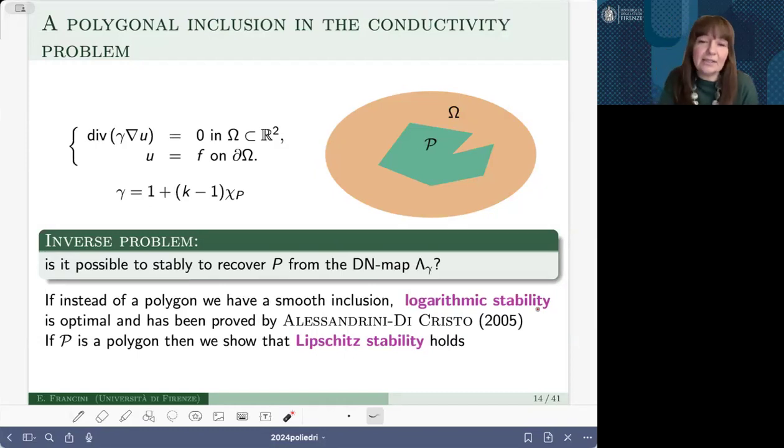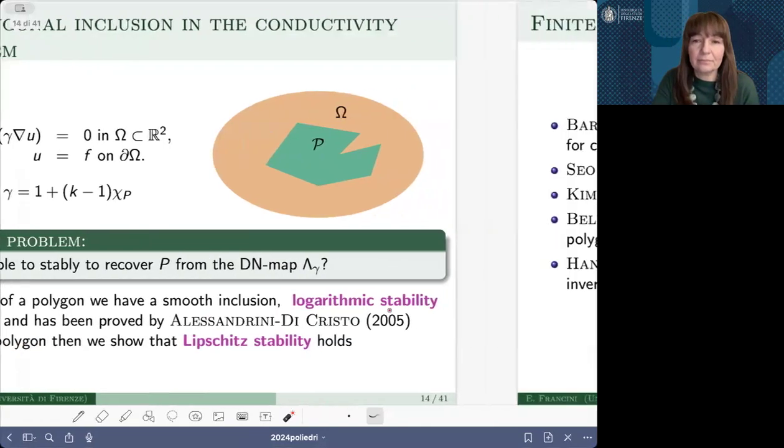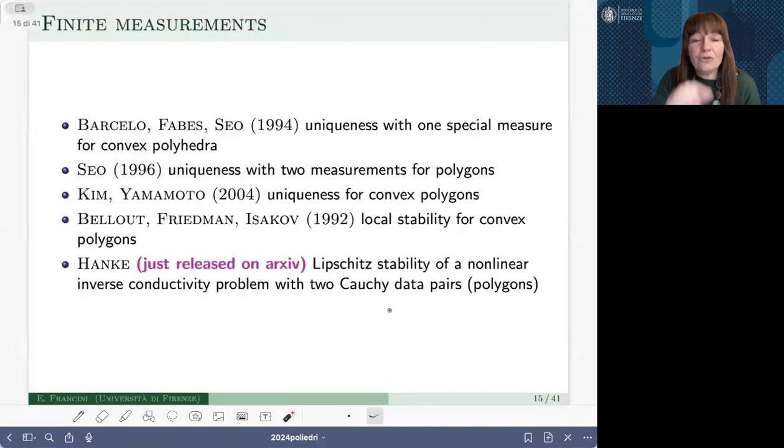What we show is that if you take the inclusion depending on a finite number of parameters, so for example, you assume it's a polygon, then you can show that Lipschitz stability holds for this inverse problem. Of course, you can say that you don't expect to need so many measurements to reconstruct a polygon or a polyhedron, because it depends on a finite number of parameters.